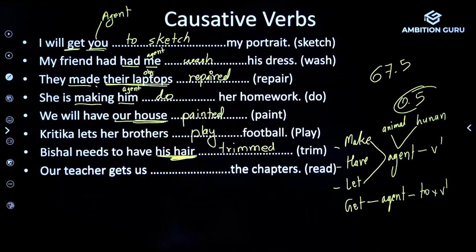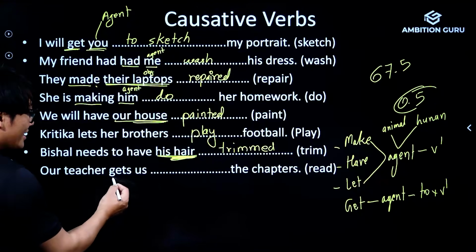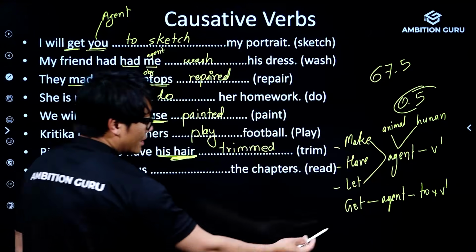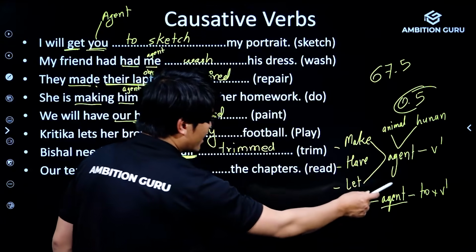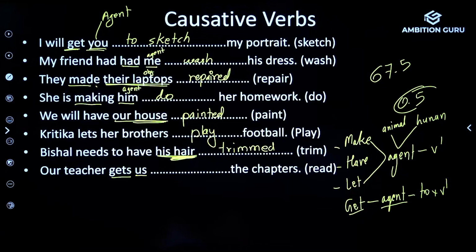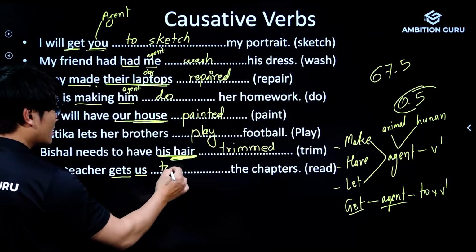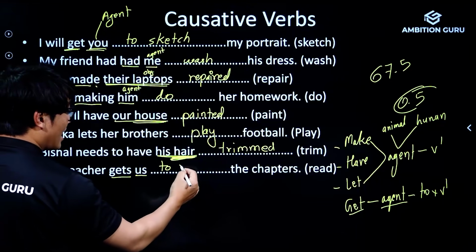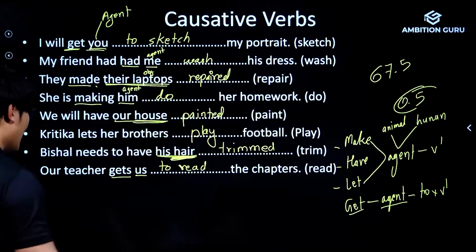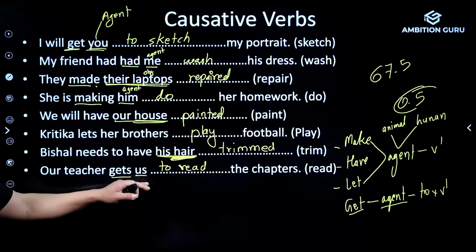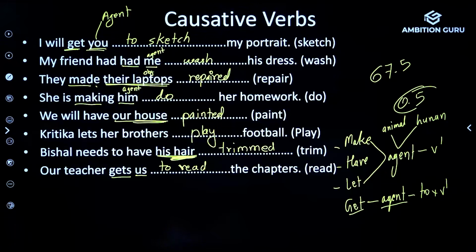That's good. Next question: Our teacher gets us... So after get here is "us." You can see, after get, if there is a human, then what happens there? Absolutely, here should be to plus verb 1. That means "to read." Our teacher gets us to read the chapters.